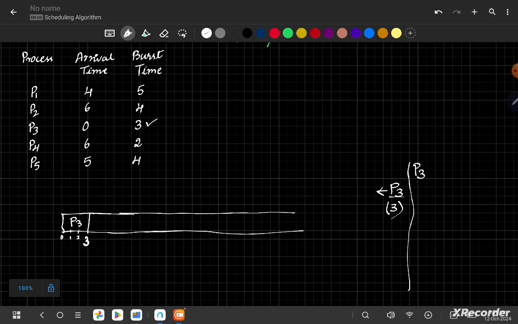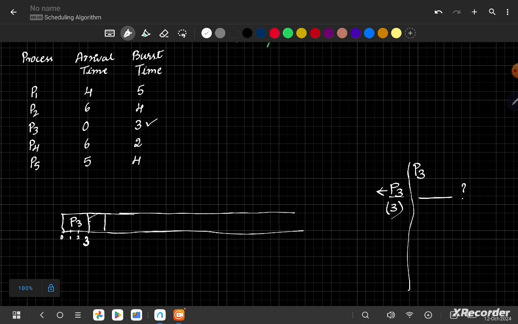Now we also need to know, is there any other process that came in the time P3 was inside the CPU? During 1 millisecond, we check the arrival time, there is no process that came. During arrival time 2, again there is no other process. During millisecond 3, there is no other process. That means there is no other process waiting in the ready queue, so we have to keep the CPU idle, since there are no other processes available.